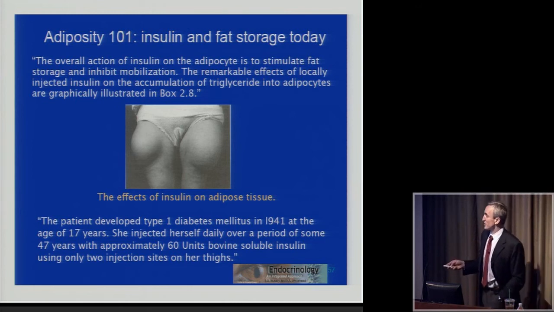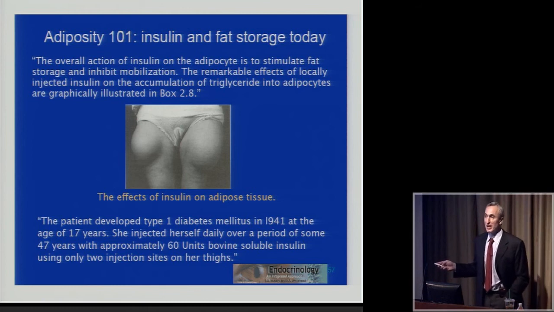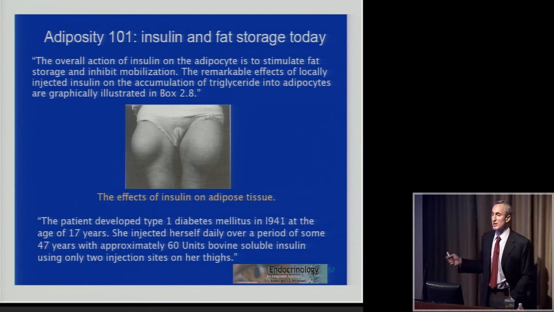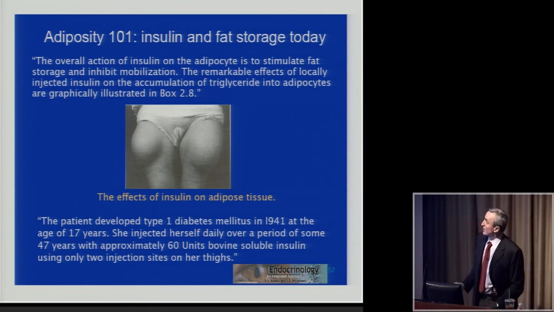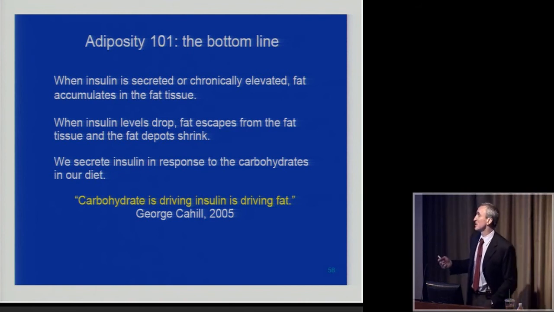And this is a patient who developed type 1 diabetes mellitus in 1941. She was 17. She injected herself daily over a period of some 47 years with 60 units of bovine soluble insulin using only 2 injection sites on her thighs, and she ends up with these massive fat deposits. And the point is, they have nothing to do with how much she ate or how much she exercised. It's purely the effect of insulin. So the bottom line, when insulin is chronically elevated, fat accumulates in the fat tissue. When insulin levels drop, fat escapes from the fat tissue and the fat depots shrink. And we secrete insulin effectively in response to the carbohydrates in our diet.